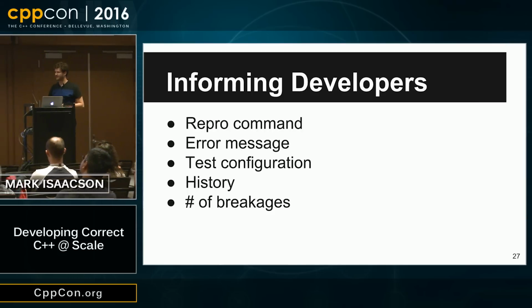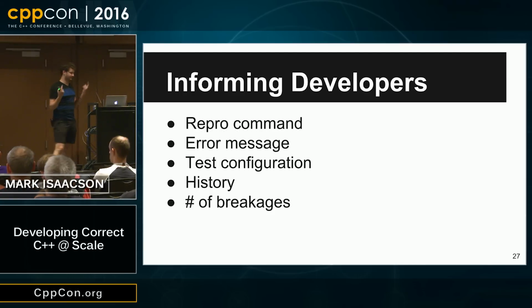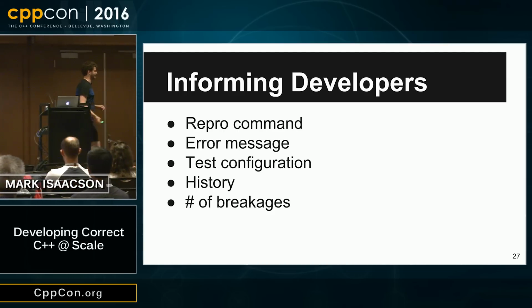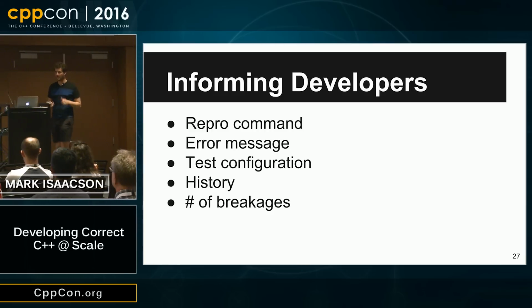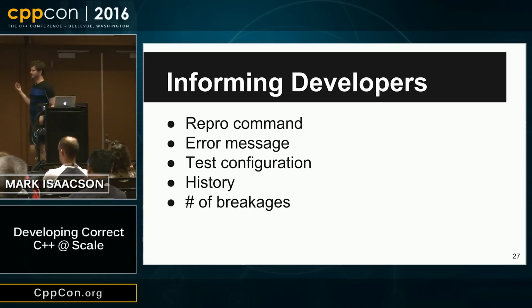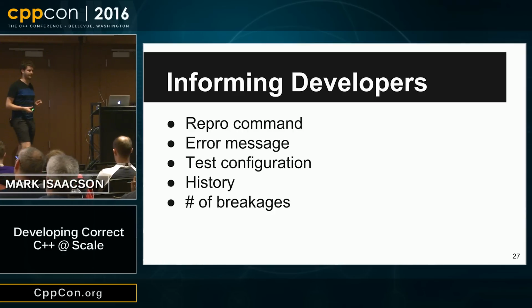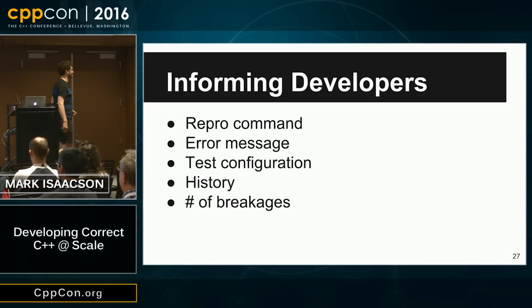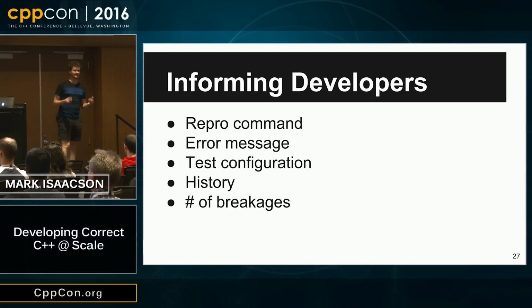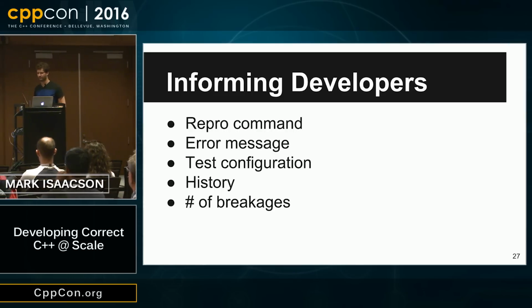You need to have all of this stuff available to them, like the repro command. How do they fix it and replicate the results? You need the error message so that they don't even have to wait for that. They can just start fixing it. Is it ASAN or not? When did it start failing? How many things broke at the same time? Is this important enough for them to actually want to go deal with it right now? All of that turned out to be useful on the human side of the problem. How do you keep code from breaking? How do I keep trunk green?